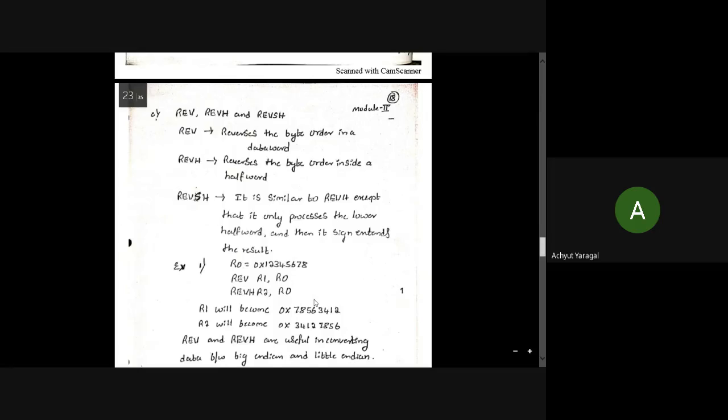Okay, this is how I can explain regarding the signed divide and unsigned divide here. Now this is a very important one here, that is REV, REVH and REVSH here. So first you can see REV. REV reverses the byte order in the data word here. Okay, remember the term, reverses the byte order in the data word here.